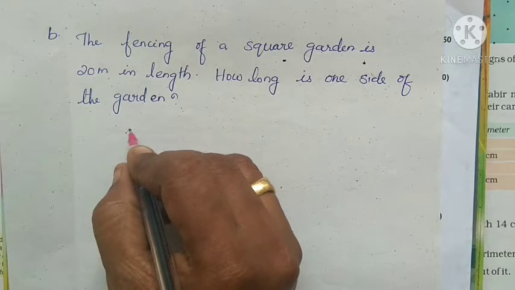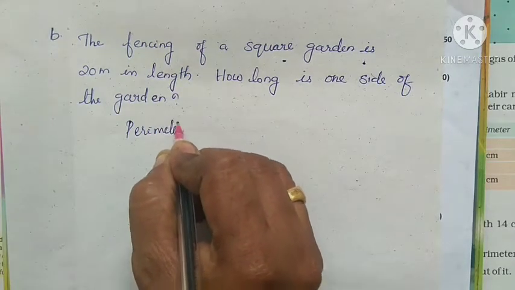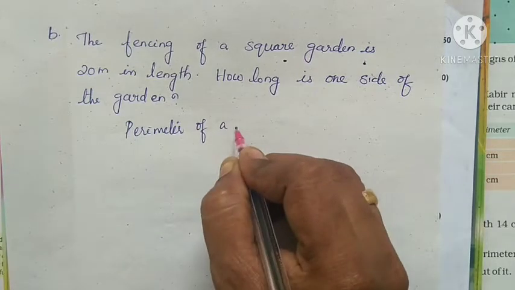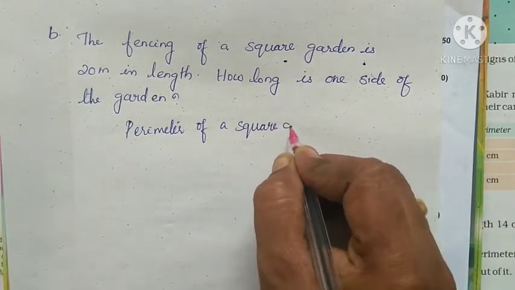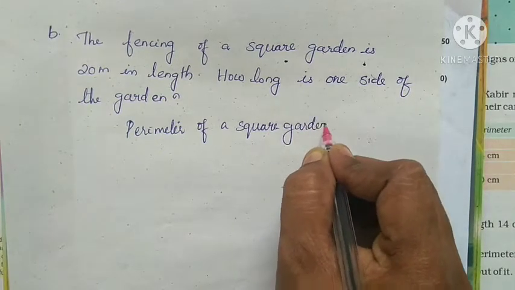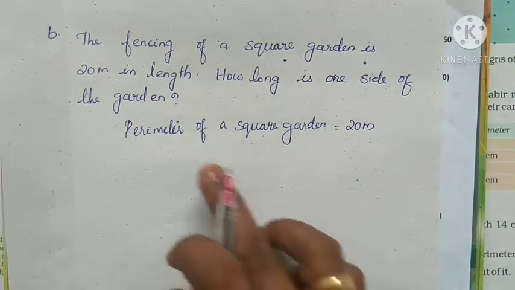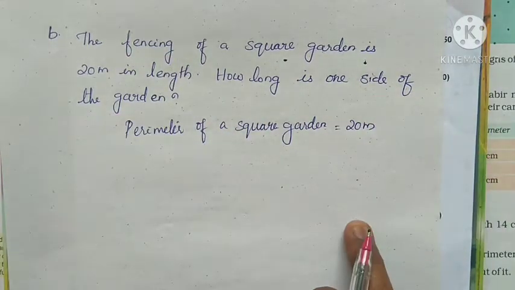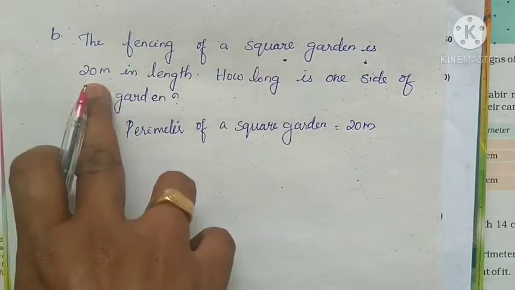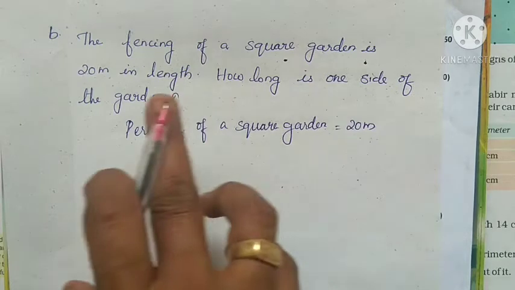So here given is the perimeter of a square garden, that is 20 meter length is given. Perimeter, fencing means boundary, making a boundary of the square garden. So the perimeter is given in this question. So we want to find out one side of the garden.